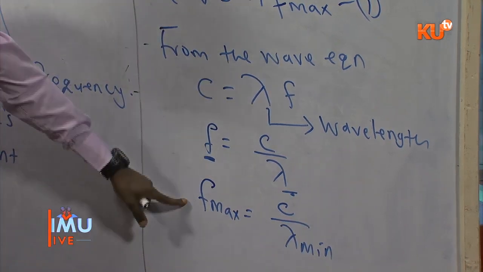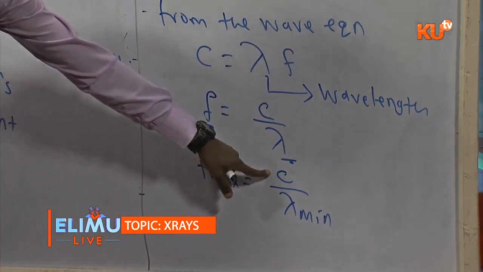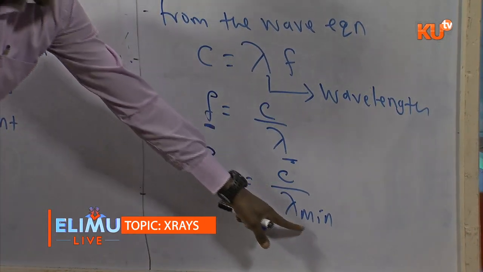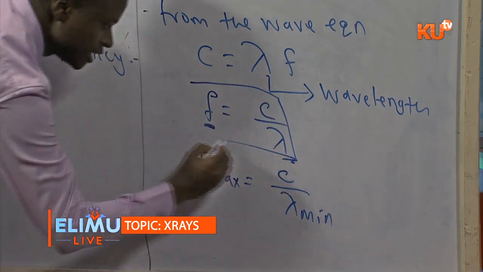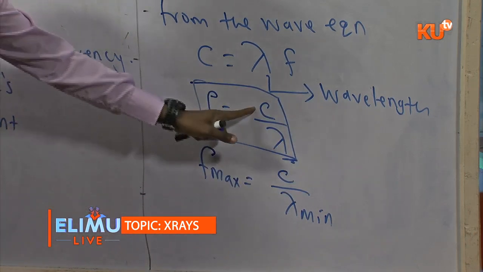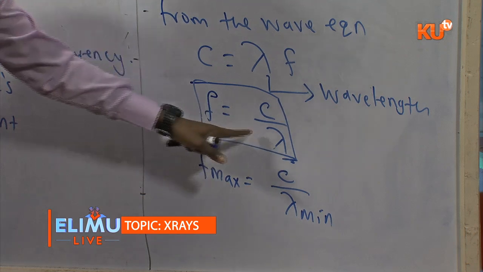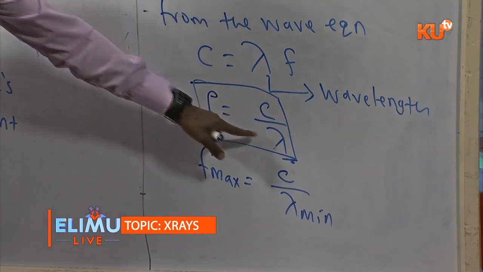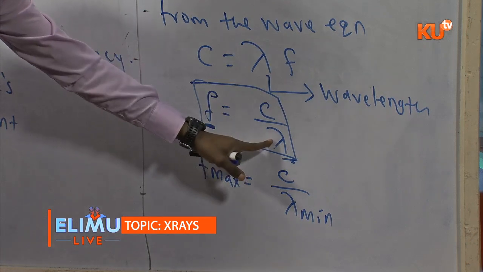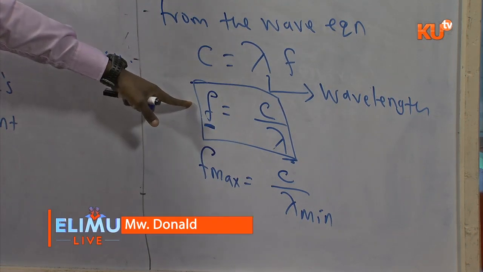So if we want to get the maximum frequency, we take C, which is the velocity of light, over the minimum wavelength. This is a mathematical relationship where we say you can see F is 1 over lambda. That means they are inversely proportional. So if you increase the wavelength, you decrease the frequency, and vice versa.